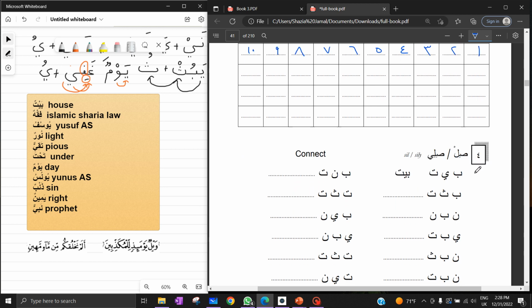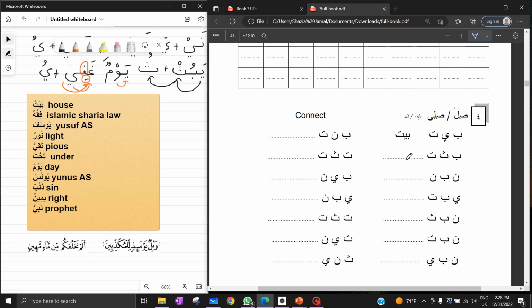And then exercise 4. Sila, which means to join, to connect. How are you going to join it? Ba, ya, ta. Noon, ba, na. Ya, ba, ta. Do not lift your pen and write in a straight line.